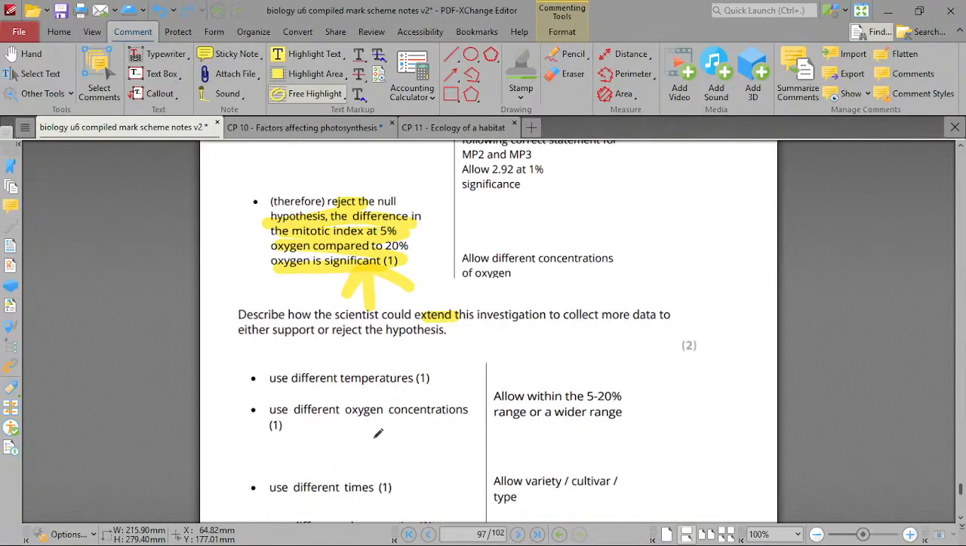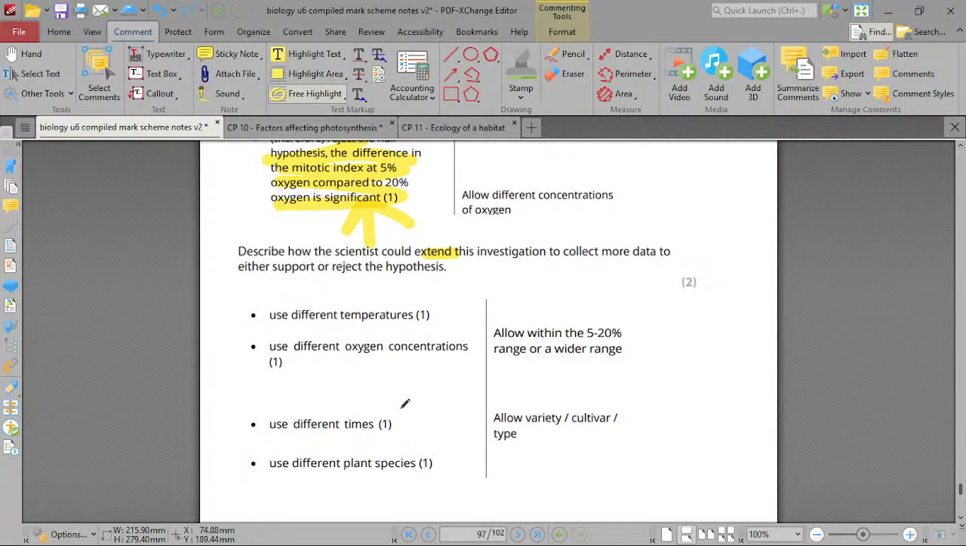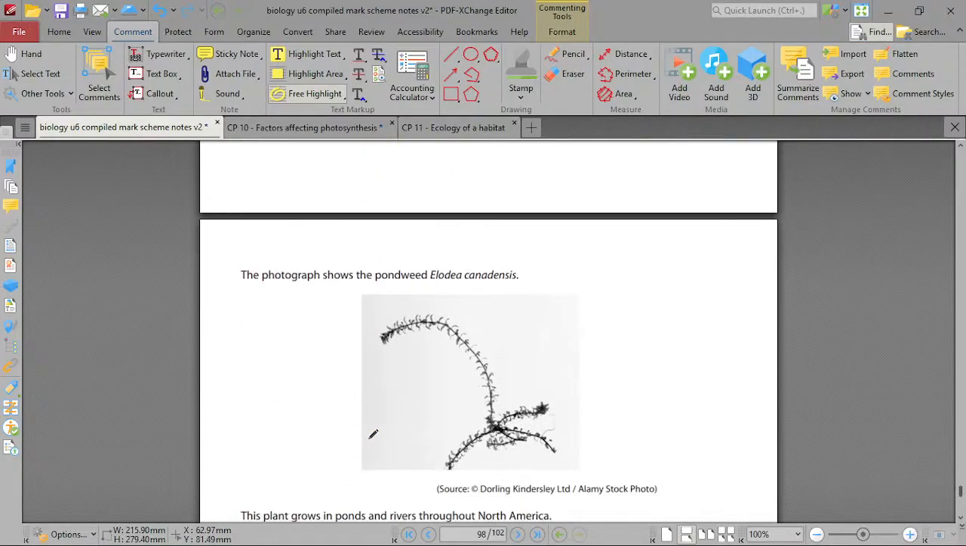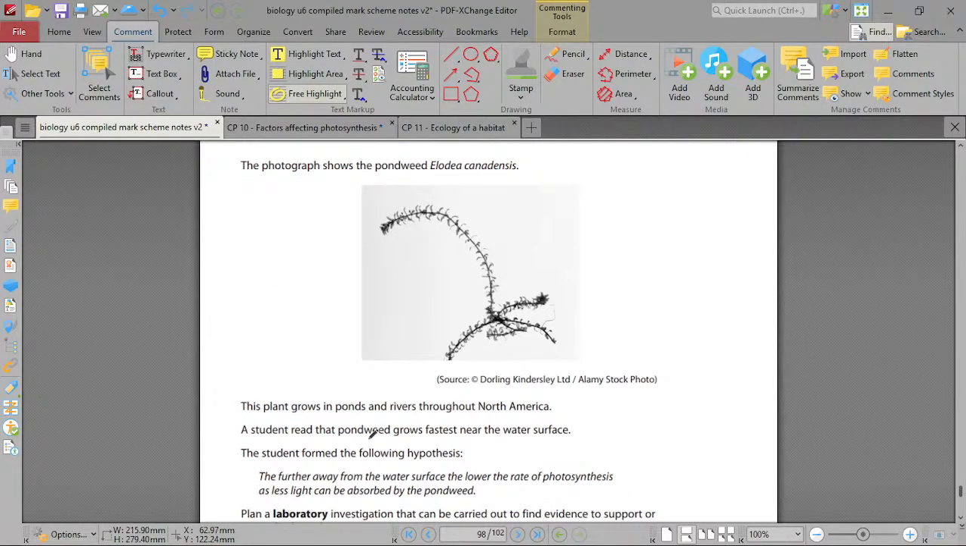Describe how the scientists could extend this investigation to collect more data. Use different temperatures, use different oxygen concentrations, use different times, use different plant species. So this could also be another thing that we could do in our own experiments. How would we extend the investigation to collect more data to either support or reject the hypothesis? So we would use different control variables, so different temperatures, different plant species, different times of day, or different times measured. Then also using different oxygen concentrations. So in this case, it would be carbon dioxide concentrations, right? Because that's also another thing. So changing another control variable.